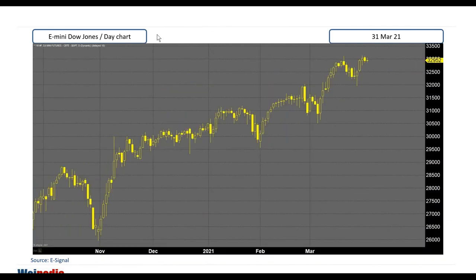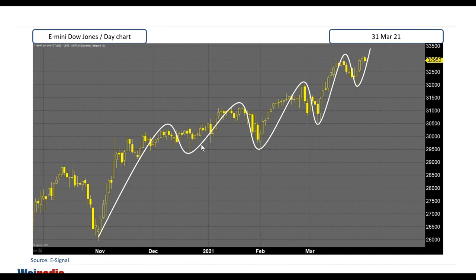Okay, now this is very interesting here. Earlier I demonstrated the 60 minutes chart, right? But let's look at the daily chart. In the daily chart, you could literally see the uptrend here. I just trace this over. You could literally see the uptrend here.